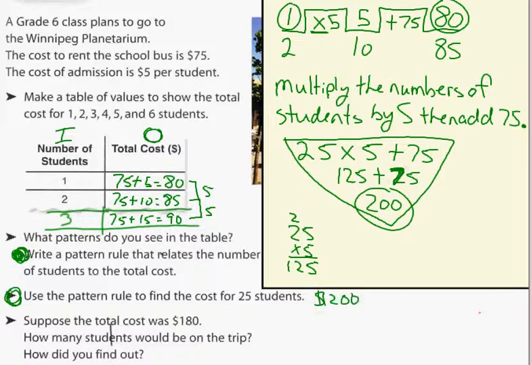Suppose the total cost was 180. How many students will be on the trip? Well, I'm going to do a different video and show you that one.